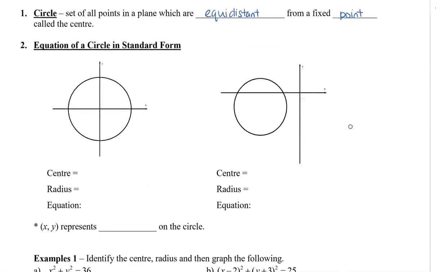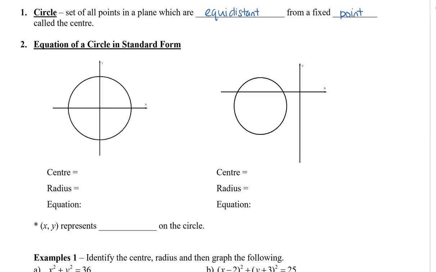So let's take a look at this circle here. It's centered at 0, 0. And we can say that the radius, r, is always going to be the same distance from the center. So no matter where I choose or what point I pick on the circle, the locus of all these points are always going to be the same distance r from the center.